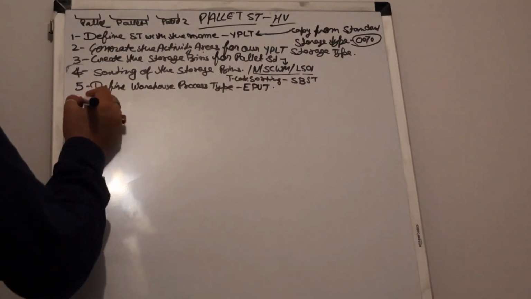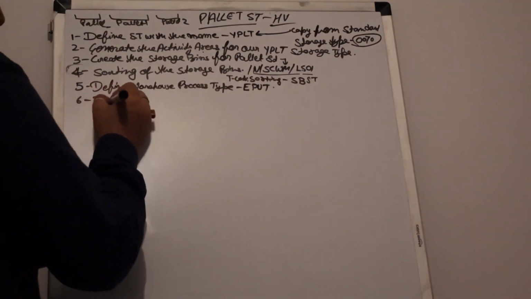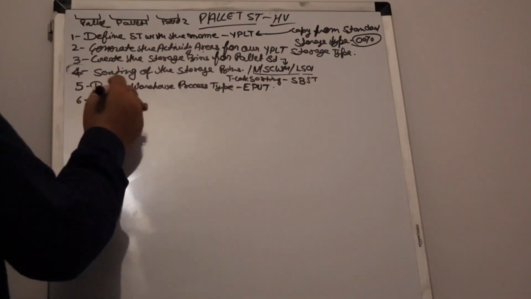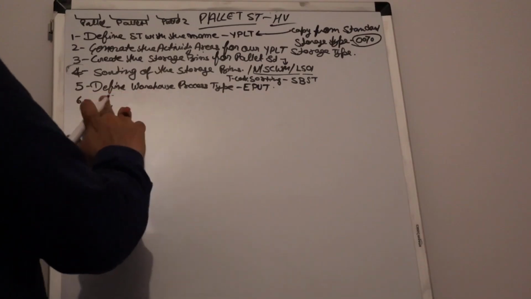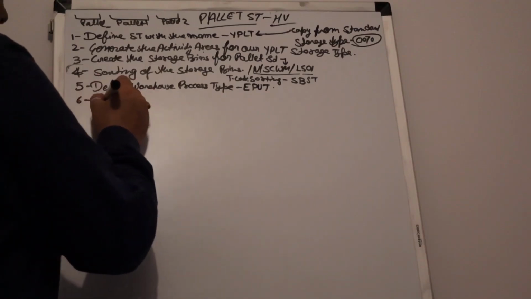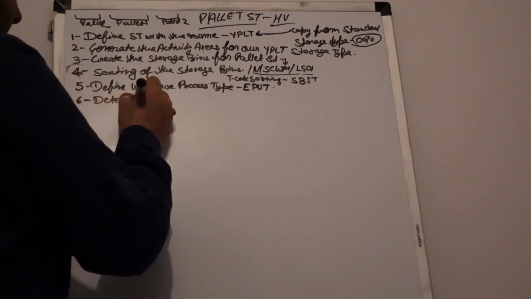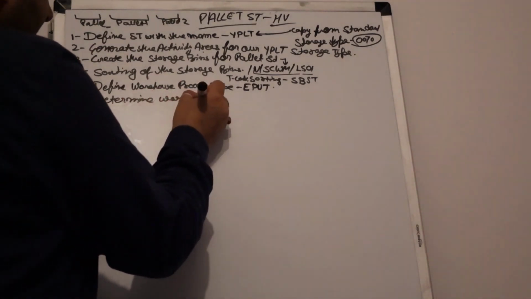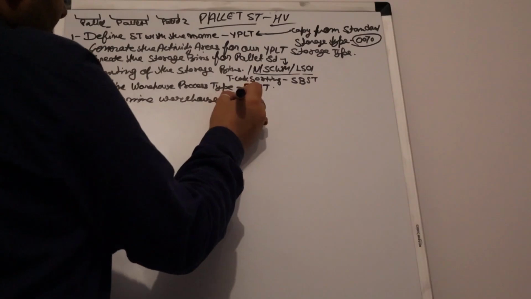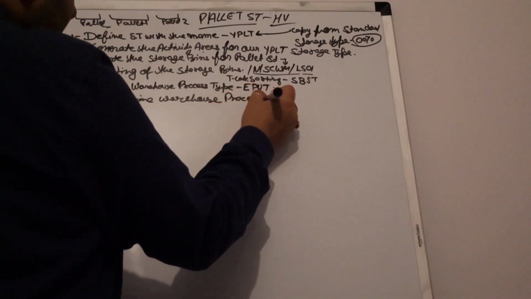Then the sixth point: after we define it, we need to determine the warehouse process type.